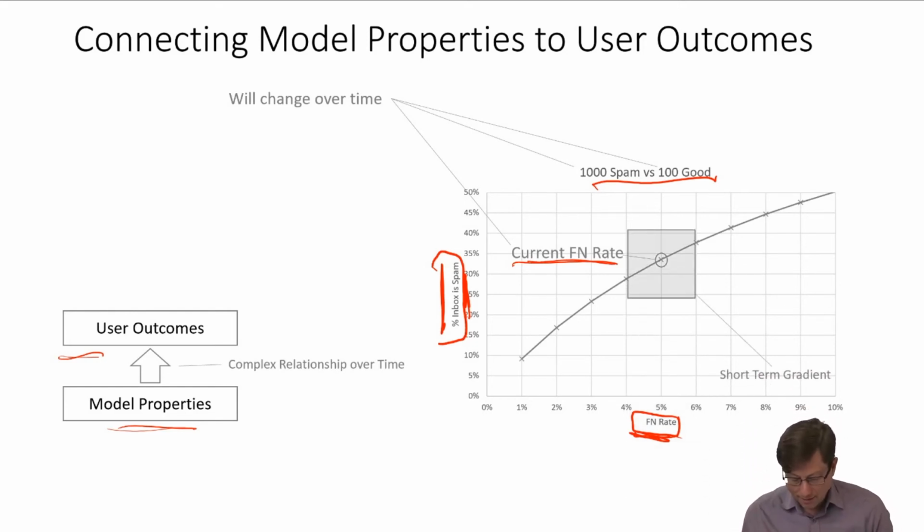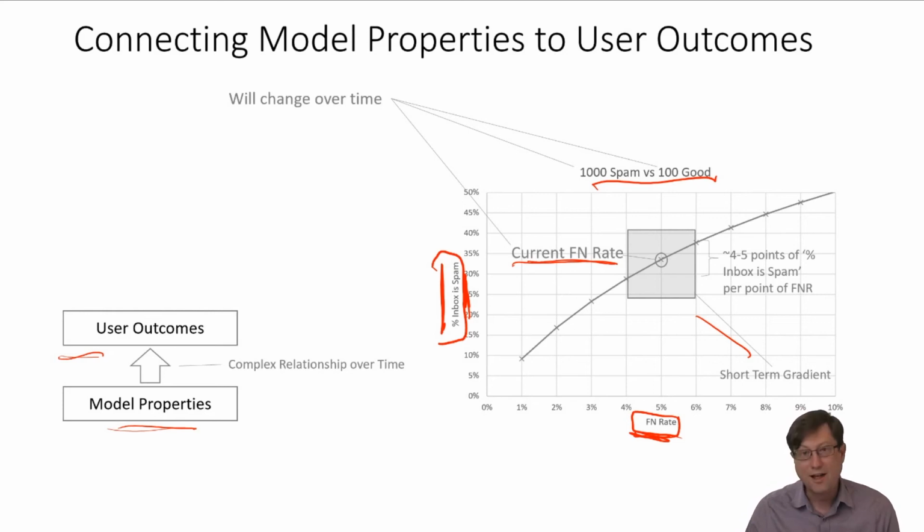But that said, for any planning cycle, for any decision process about what should we do for the next 3 months, or is this a good place to invest, you can look and say, well, here's the short-term gradient, the local properties, and let's assume that the world is not going to change that fast. Let's use this relationship to help us make decisions about what to do today. And you can see by looking at this chart that there's about 4 to 5 points of percent of inbox that is spam per point of false negative.